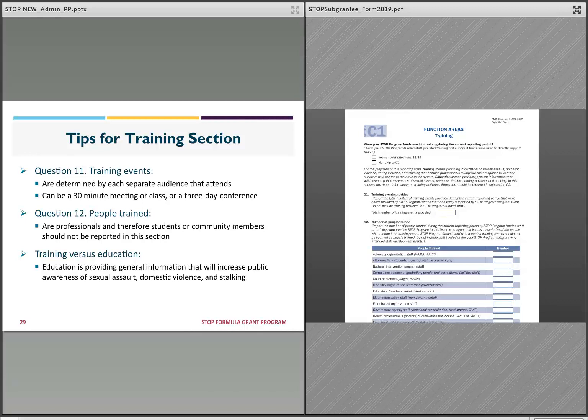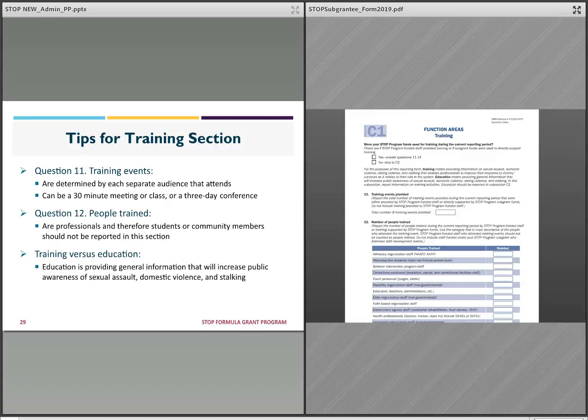So one training event could be a 3-day conference if it were delivered to the same audience across all 3 days. Or it could be a 30-minute meeting or class. In question 12, the subgrantee should report the total people trained at these events that were supported with STOP subgrant funding. They should be reported according to their professional category.